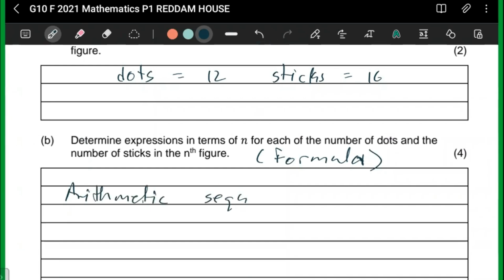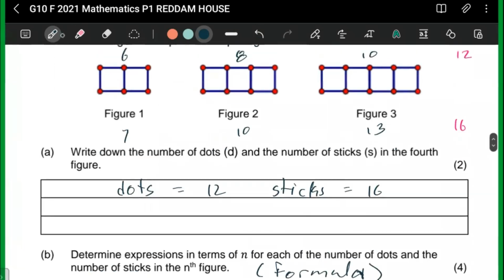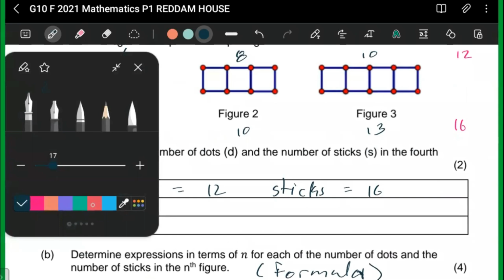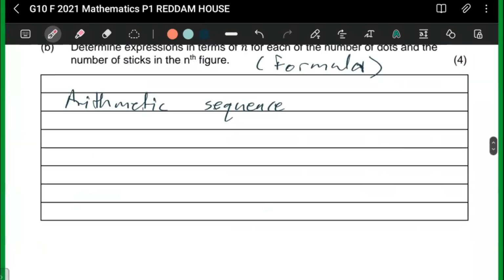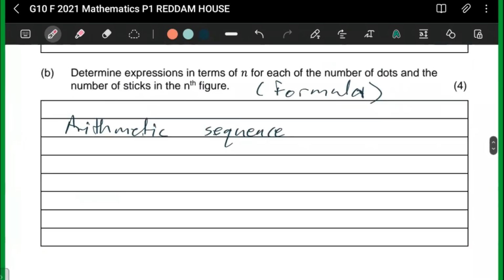The idea with any arithmetic sequence is that if you need to find its formula, you just need 2 things: the first term, and the common difference. If you know that, you will always be able to use the following template to get your formula. Your template looks like this. Tn is always a plus (n minus 1) d.